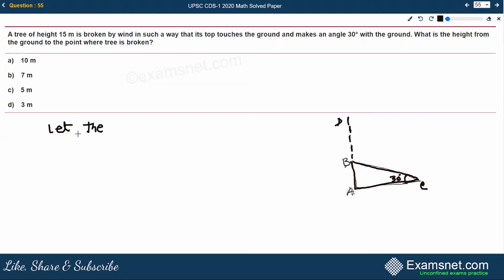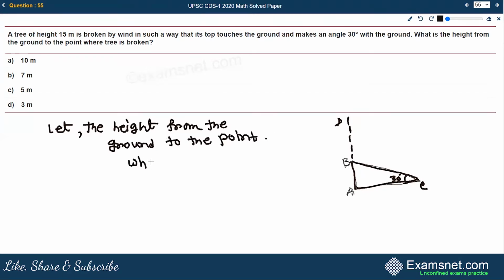Let the height from the ground to the point where the tree is broken be x meters. So this is x meters, and since the complete height is 15, this is 15 minus x meters.